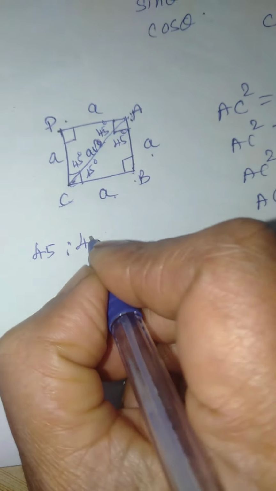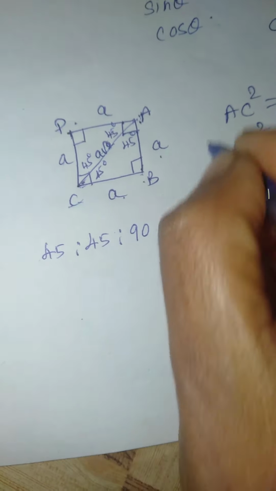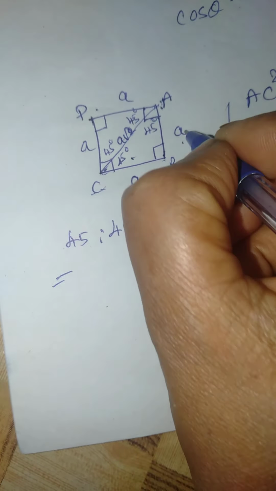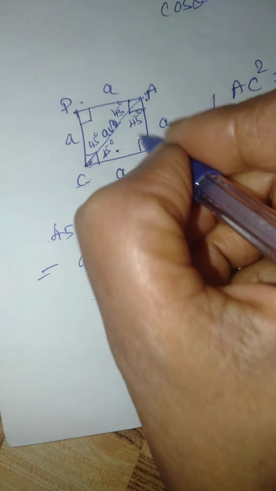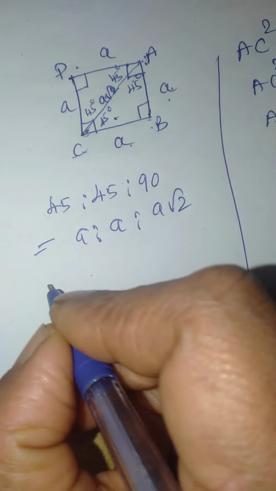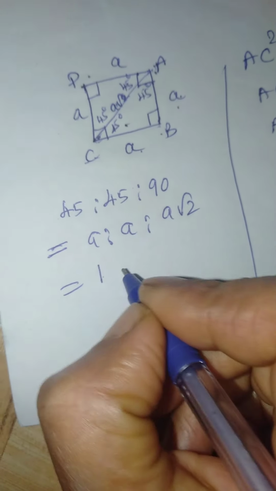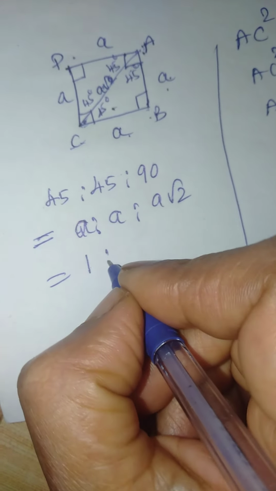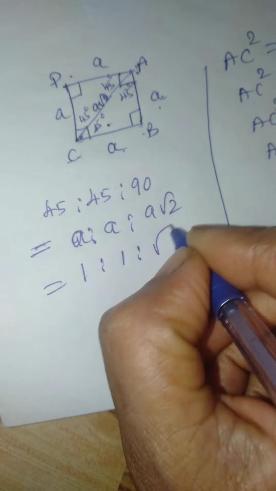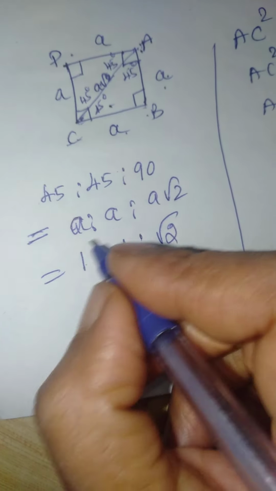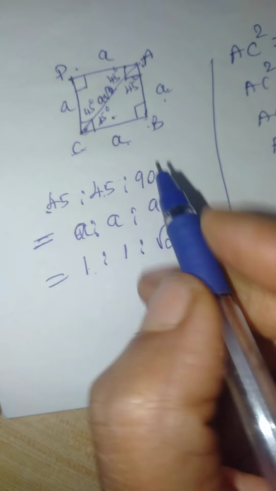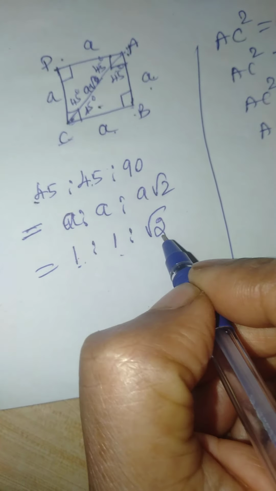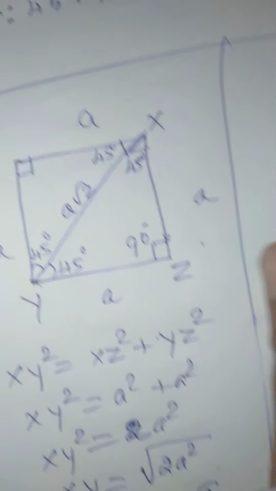So if you see this 45 and another 45 and another 90, and if you form a ratio, opposite to 45 is a, the other 45 is also a, and opposite to 90 degree is a root 2. If you divide throughout by a, you get the ratio 1 is to 1 is to root 2. So the ratio for 45 is to 45 is to 90 is 1 is to 1 is to root 2.